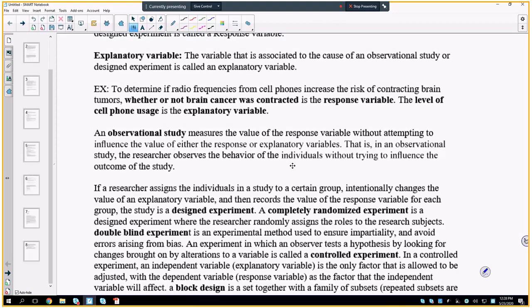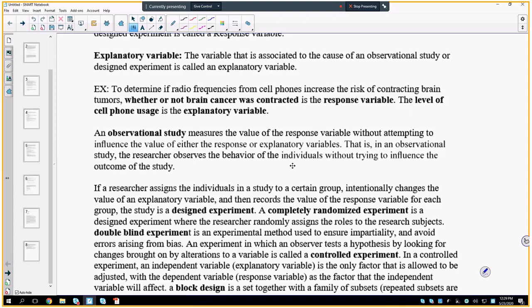So let's look at an example to try to understand what we mean by cause and effect. To determine if radio frequencies from cell phones increase the risk of contracting brain tumors, whether or not brain cancer was contracted is the response variable, and the level of cell phone usage is the explanatory variable. So if our question is, does using cell phones cause brain tumors? The cause is the cell phones, and the effect is the brain cancer. So that's exactly what we say. Whether or not brain cancer was contracted is the response variable. How much you used your cell phone is the explanatory variable.